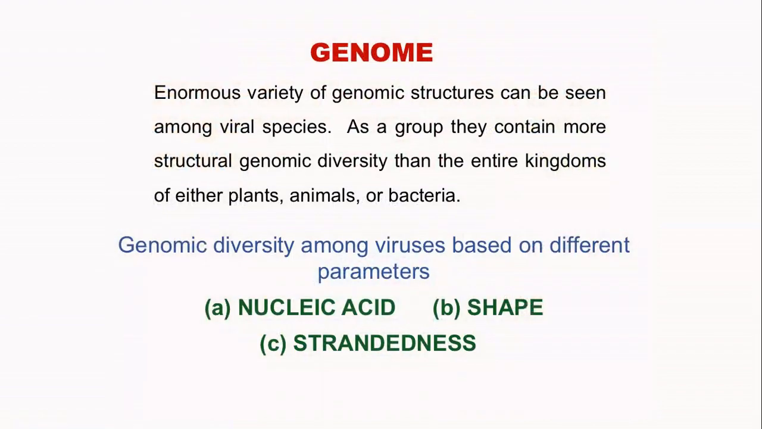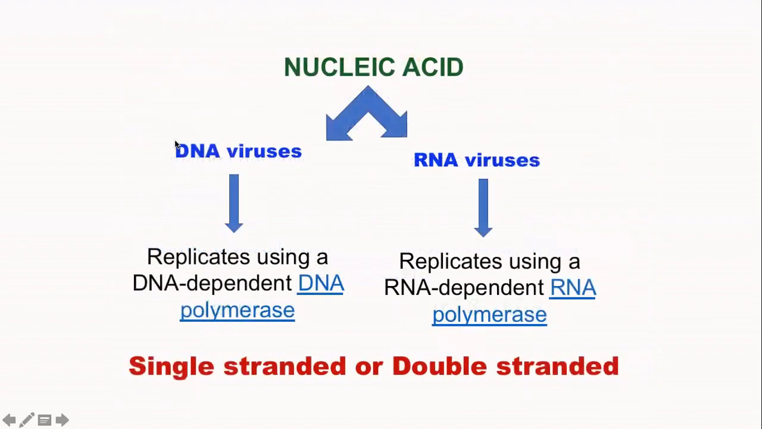Then moving on to the genomic structure. Genome is nothing but the sum total of all the genes present within an organism. So where do we find genes? In the genetic material. So in viruses, you can see a vast diversity in the genome structure. It can be a difference in nucleic acid, the shape of the nucleic acid, or the strandedness of the nucleic acid. So nucleic acids can either be DNA or RNA, and it can either be single-stranded or double-stranded.